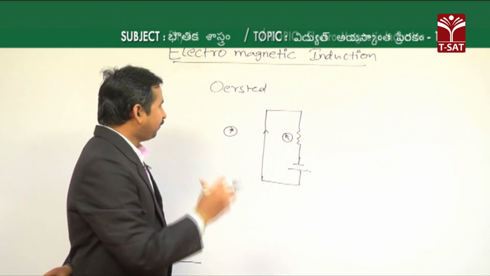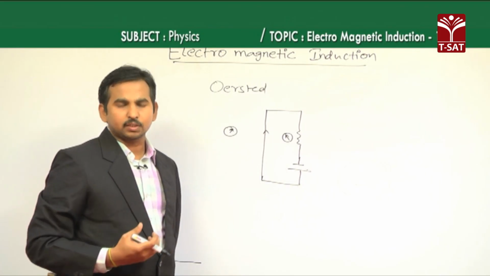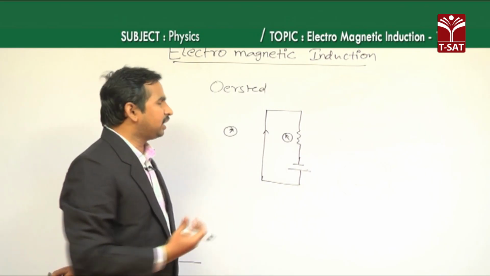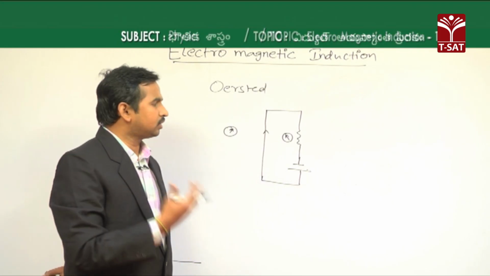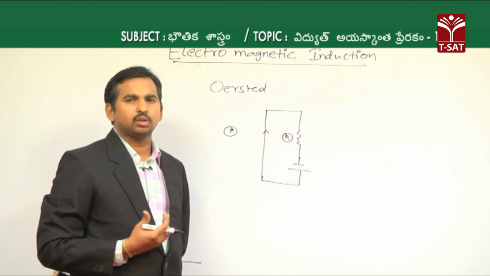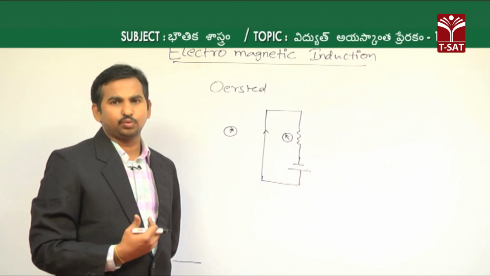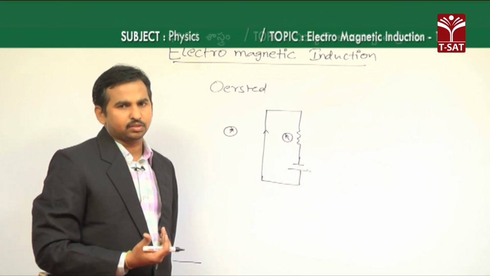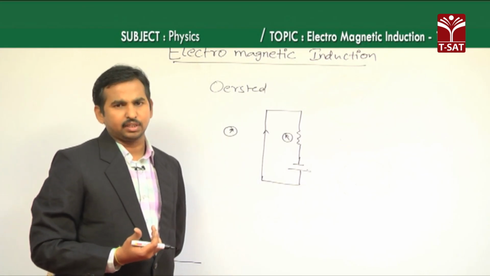So from this we can conclude that when a current carrying wire is present, around that we have a magnetic field. Not only that, we can also say that whenever a charge is moving, because current is nothing but the rate of flow of charge, whenever a charge is moving or getting accelerated, around that we have a magnetic field.